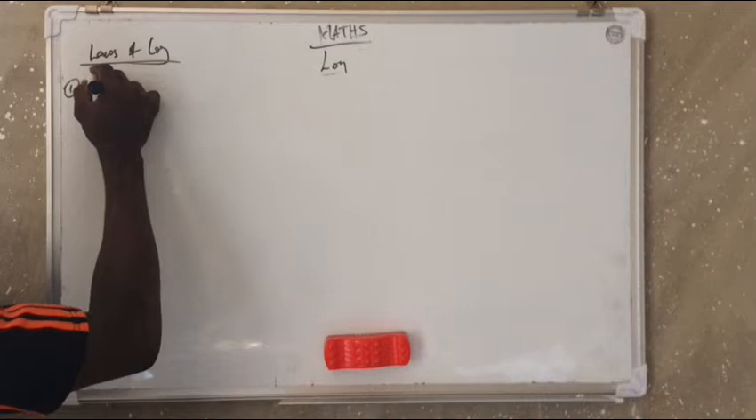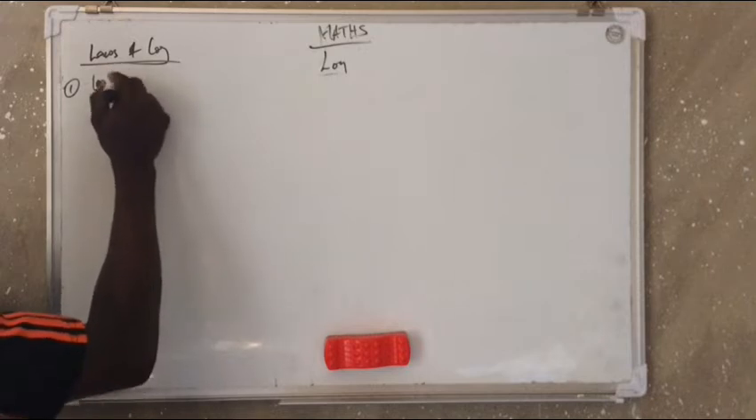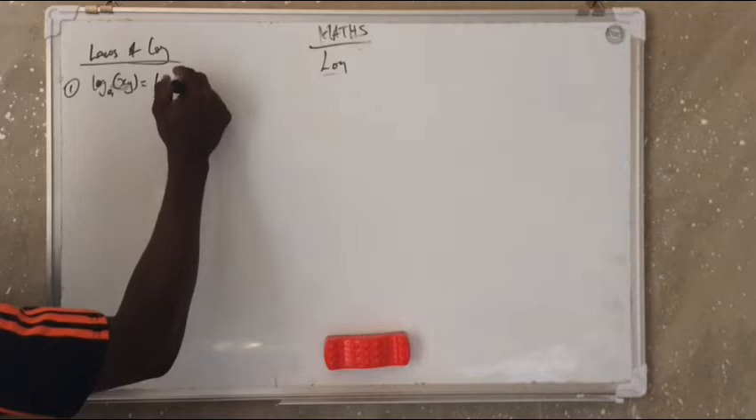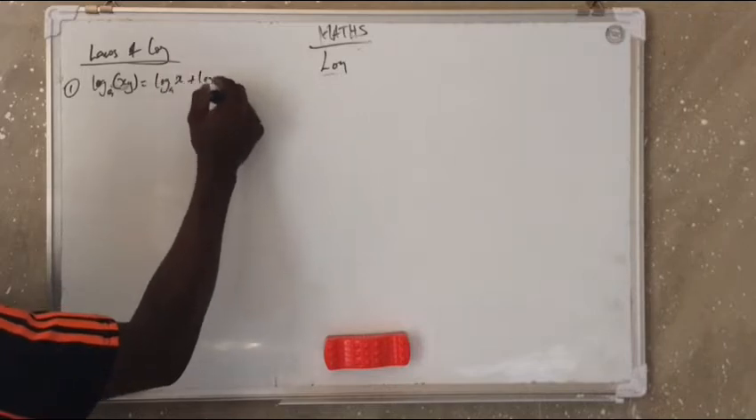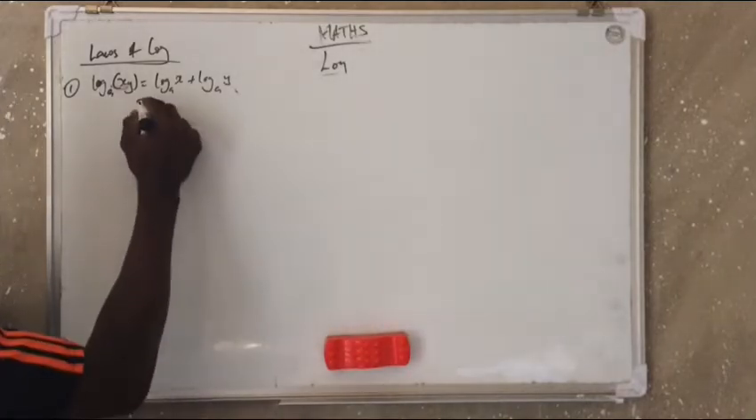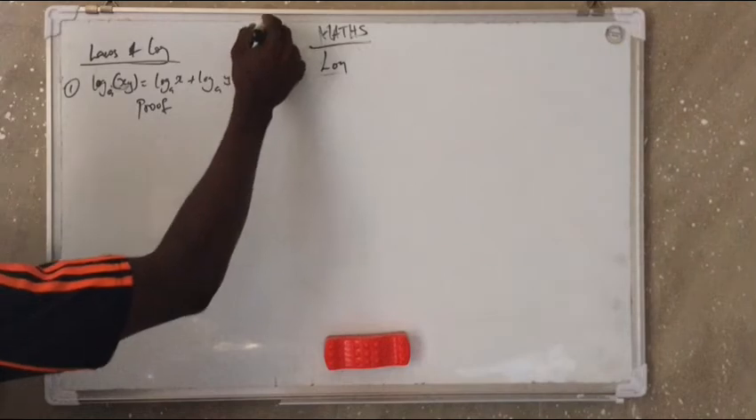So the first one says that the log to the base a of xy is equal to log base a of x plus log base a of y. Now we are asked to prove this. The proof of the first formula.